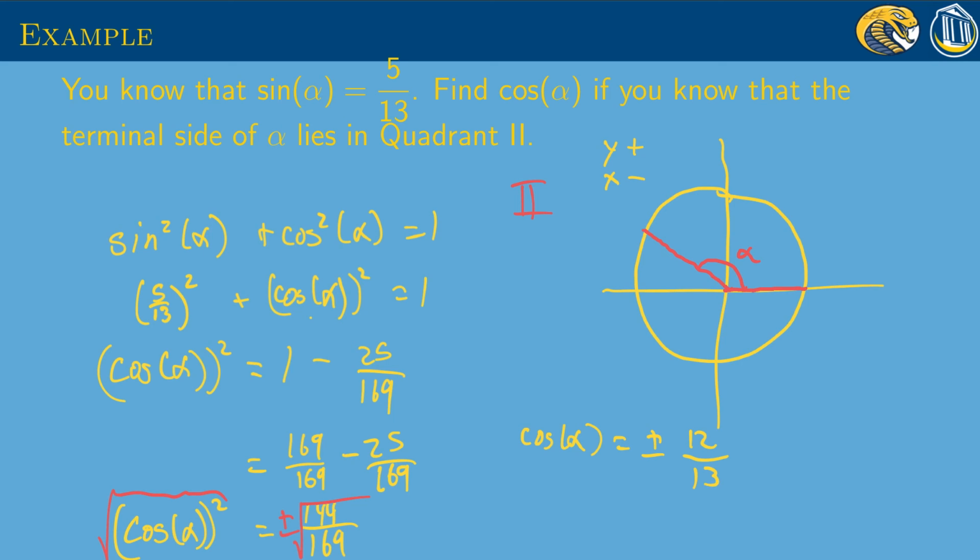The question is, which is it? It's not both. This is where we have to use our quadrants. We remember that we're in quadrant 2, and in quadrant 2, x, our cosine, is negative. That means that cosine alpha is in fact negative 12 over 13, which is a fact that we could calculate exactly, even though we don't even know the value of alpha. That's something that we'll talk about in future lessons.